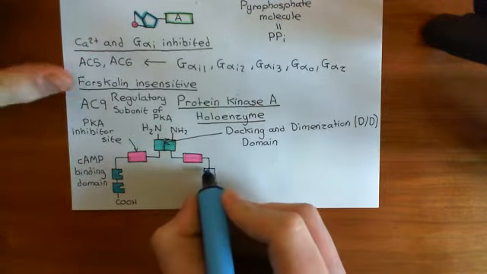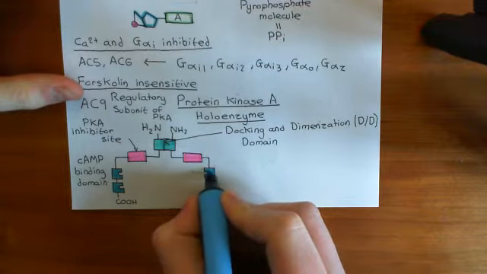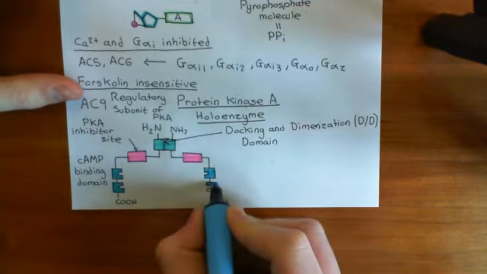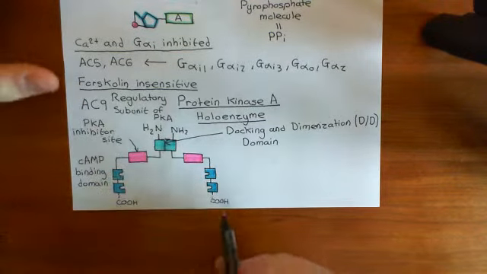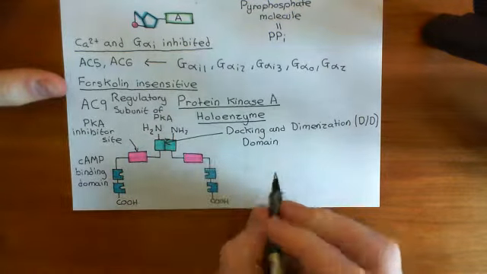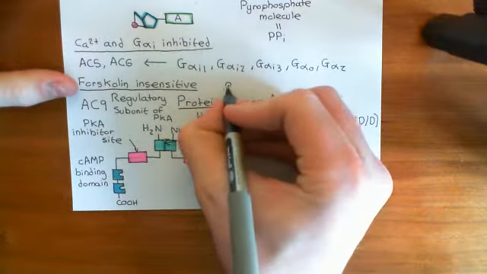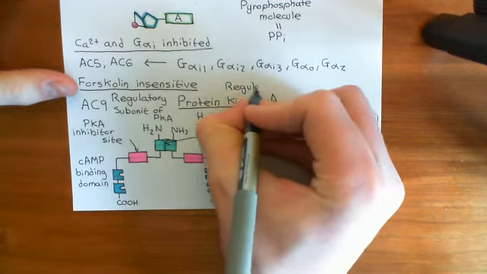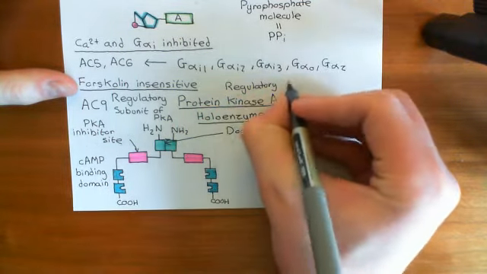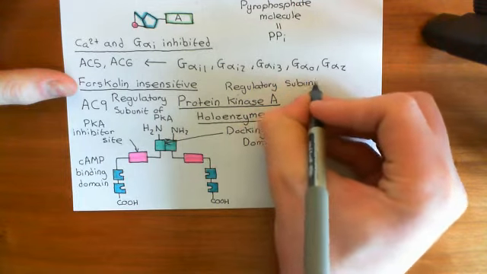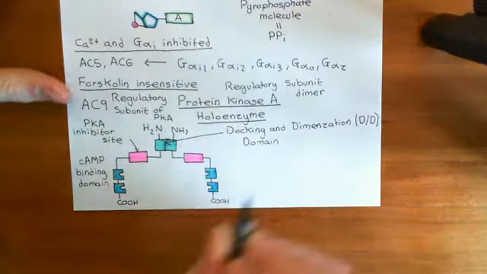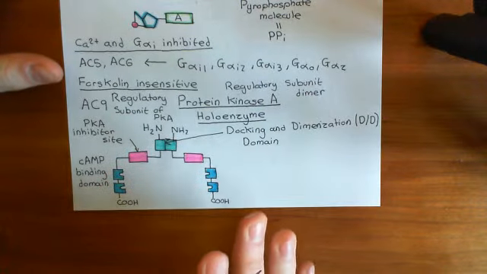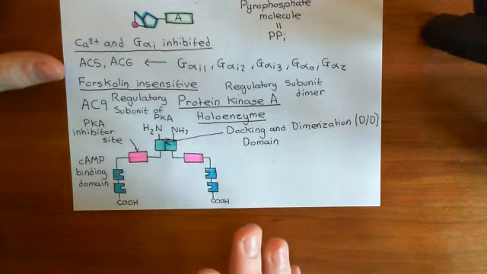I'll colour these cyclic AMP binding sites in blue again as well. Each one has two binding sites for cyclic AMP, which means that two cyclic AMP molecules can bind to each of the regulatory subunits. So what we've created so far is called a regulatory subunit dimer. We haven't finished the whole protein kinase A holoenzyme so far, but we have got a regulatory subunit dimer. Now, before I go any further, what I want to tell you about is the different types of regulatory subunits.